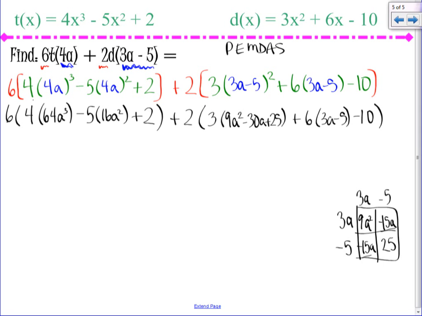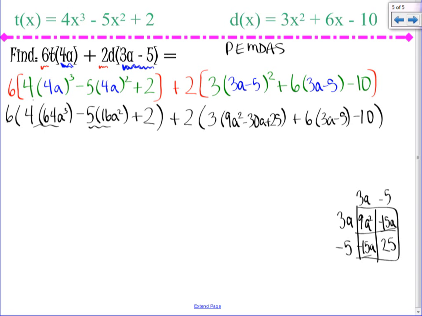We have no more exponents. We have exponents, but they're not asking us to square anything or cube anything. They're just attached to our terms. So we're done with exponents. We're still working within these parentheses, but now we can do our multiplication and division. We don't have any division, so we're just going to multiply everything that we can. So we're multiplying here, and so on.